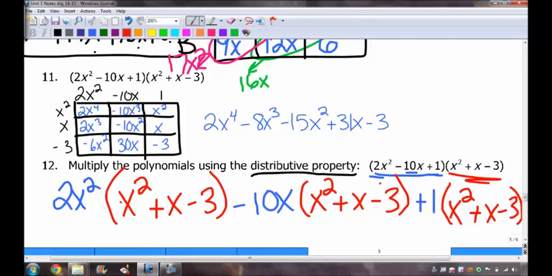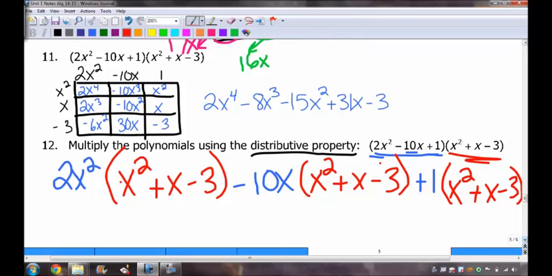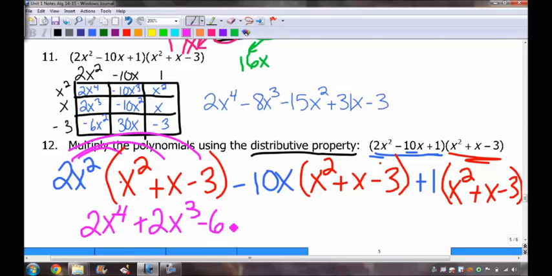I just have to do my distributing. So let's go ahead and do our distributing right here. So the first term, you end up getting 2x to the 4th power, right? And then here you get 2x to the 3rd power. And then lastly, you end up getting 2x squared times negative 3, which gives you negative 6x squared. All right? Notice how everything in this column lines up with everything that we have right here.